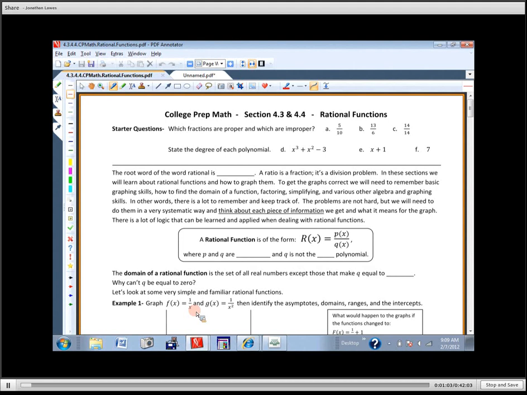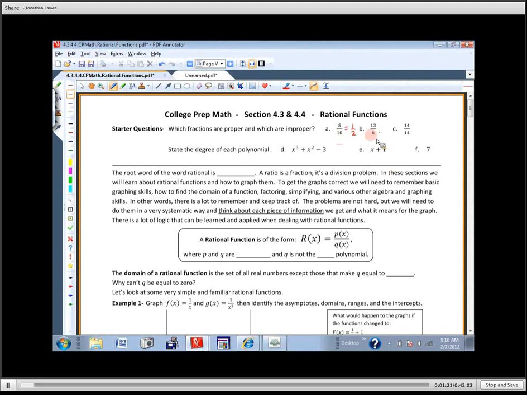So let's take a quick look here. And just a reminder of a couple terms. Is that proper or improper? Okay, that is proper. Now, it's proper, but is it reduced? It's not reduced, okay? So we could just reduce this to 1/2. Either way, those are both proper fractions, okay?